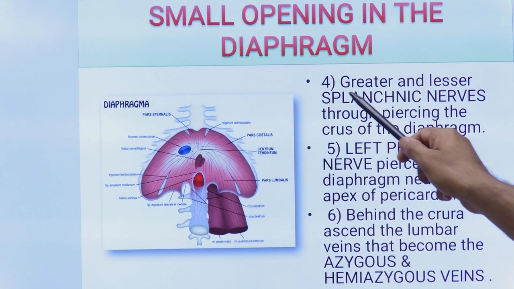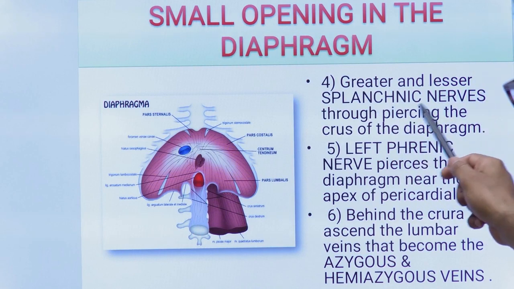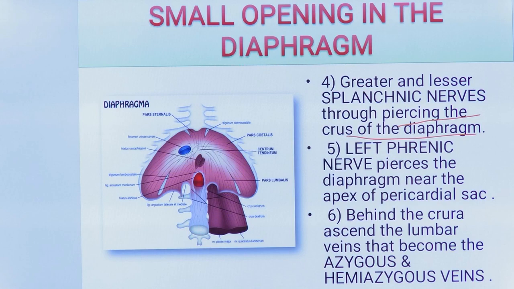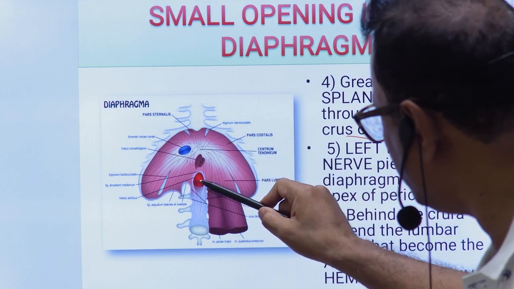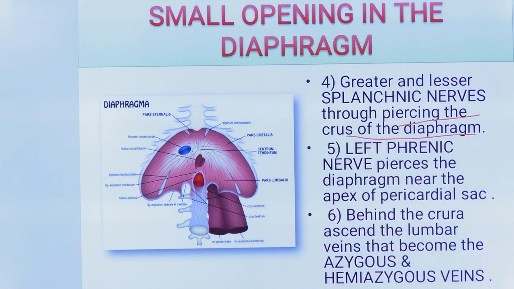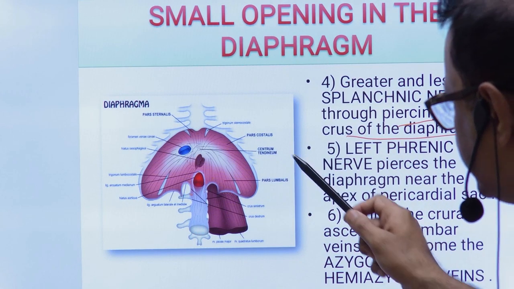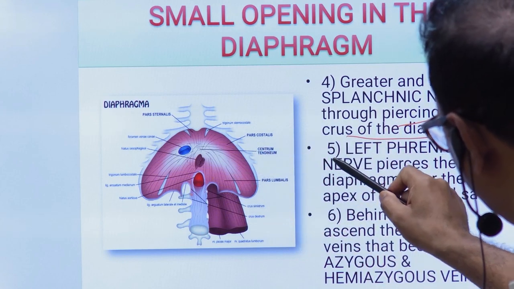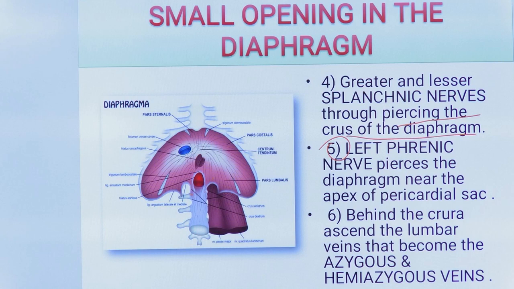Now the greater and the lesser splanchnic nerves pierce the crus of the diaphragm, the right crus and left crus over here. And the left phrenic nerve pierces the diaphragm near the apex of the pericardial sac. We'll see in the next diagram. So it will pierce the diaphragm near where the apex of the heart will be.